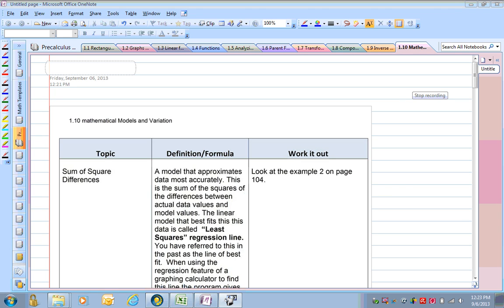MCATs. This is 1.10 mathematical models and variation, and we're going to spend most of our time talking about variation. I do want you to have this definition in your notes, so I'm going to let you pause and write this information down.